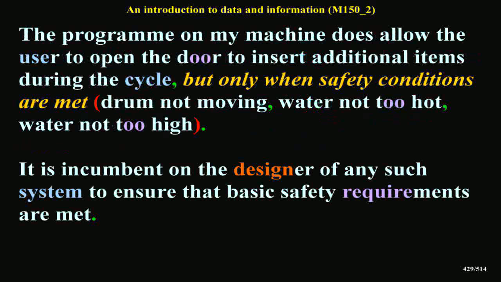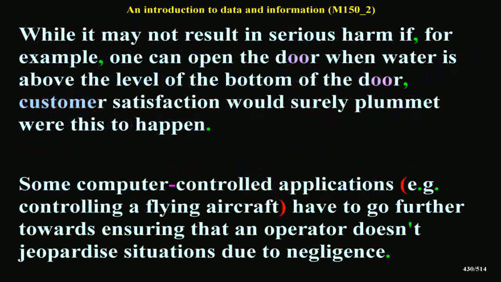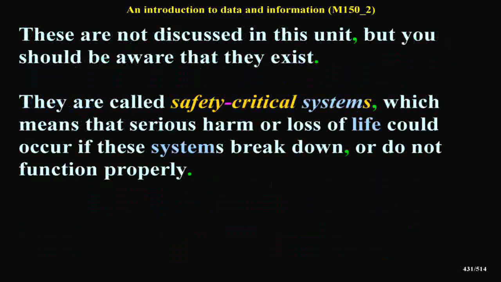It is incumbent on the designer of any such system to ensure that basic safety requirements are met. While it may not result in serious harm if, for example, one can open the door when water is above the level of the bottom of the door, customer satisfaction would surely plummet were this to happen. Some computer-controlled applications, e.g., controlling a flying aircraft, have to go further towards ensuring that an operator doesn't jeopardize situations due to negligence. These are not discussed in this unit, but you should be aware that they exist. They are called safety-critical systems, which means that serious harm or loss of life could occur if these systems break down or do not function properly.